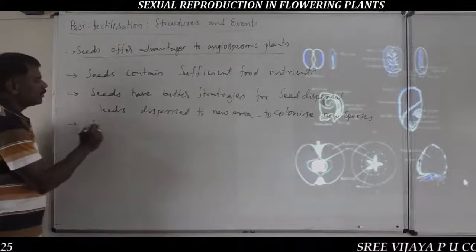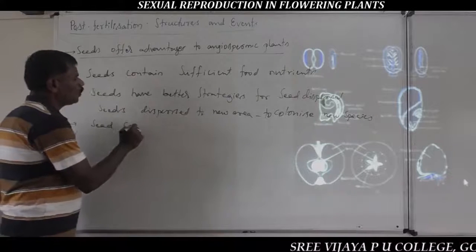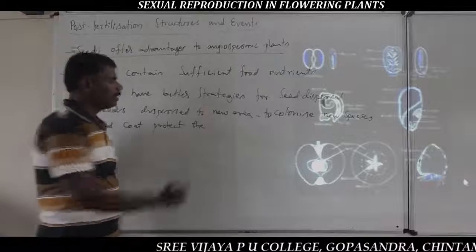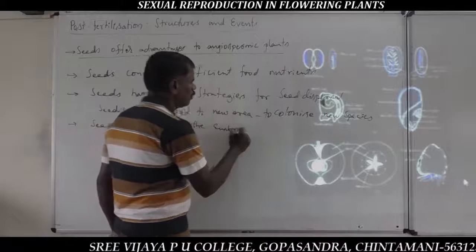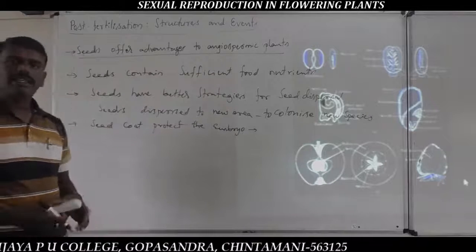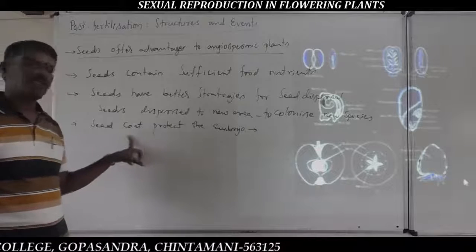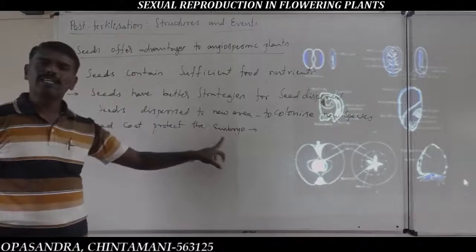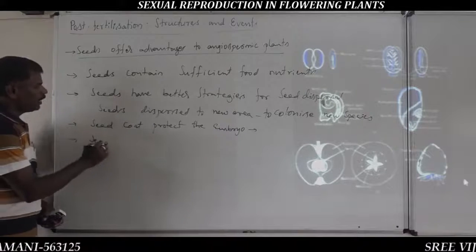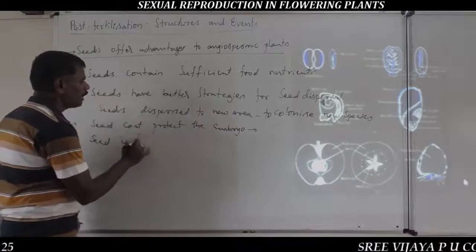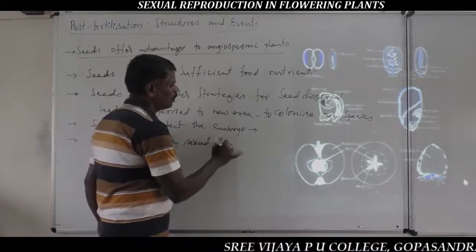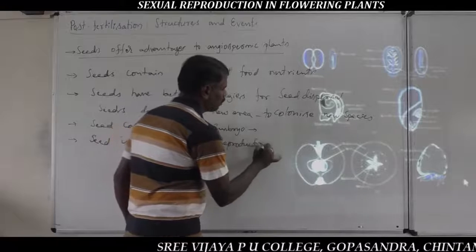Also, the seed coat protects the embryo. As we know, the integuments of the ovule develop as the seed coat, and that entire seed coat completely protects the embryo. The seed is formed by sexual reproduction.